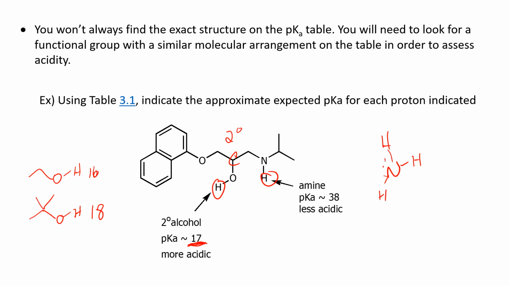And that had a pKa of 38. So this is approximately 38. So since the alcohol has a proton with a lower pKa, we say that this is the more acidic proton.